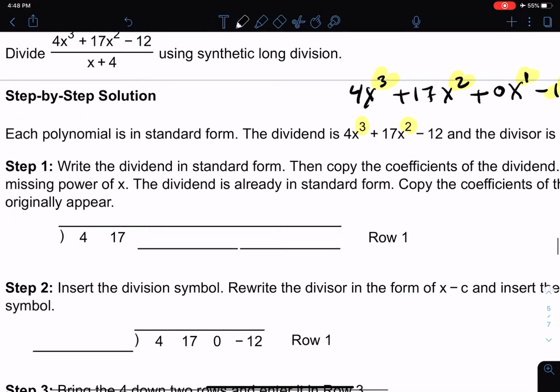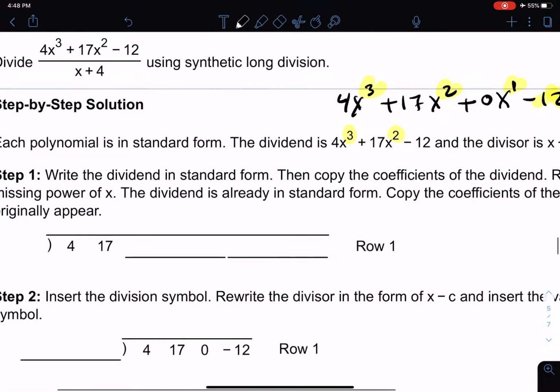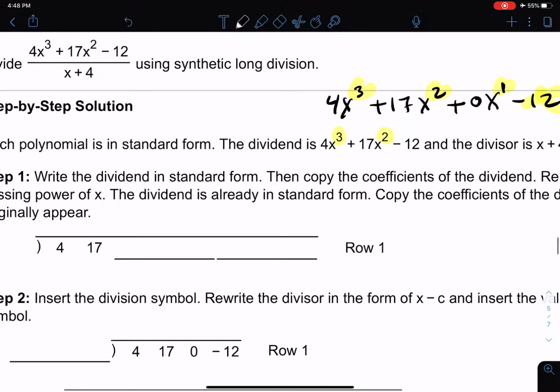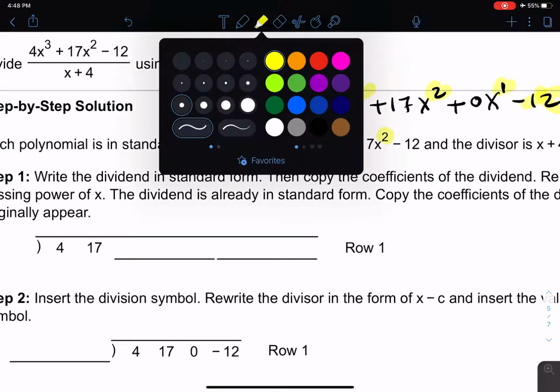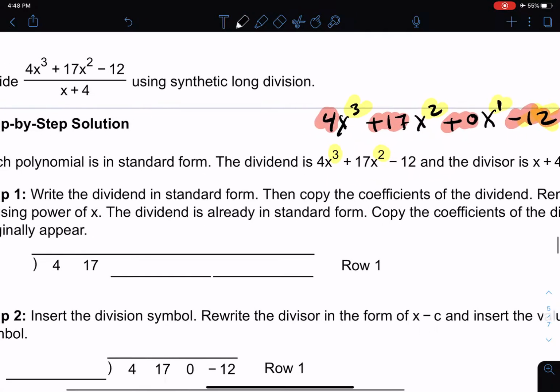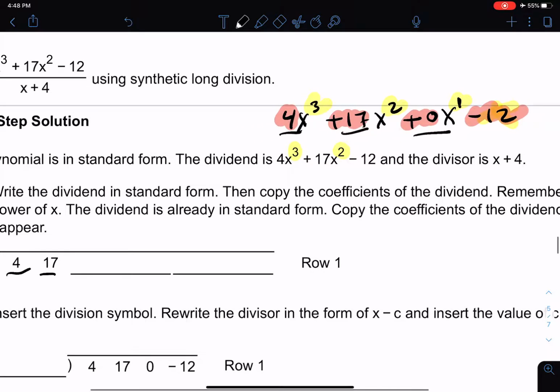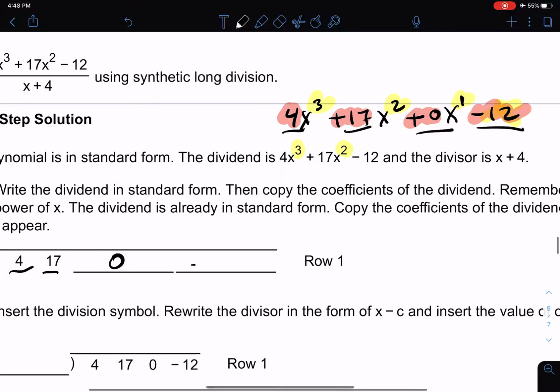So they would like us to start our division problem. Row 1, what do we need here? Well, we're going to need all the coefficients. What are the coefficients of my polynomial that I have here? The coefficients are just the numbers in front of the variables. That's what we need to focus in on. So what are the numbers? Well, they already put down 4. Okay, 4. Then they already put down 17, 17. I need to put down 0. And I need to put down a negative 12. Okay, so now we know how to set that up.